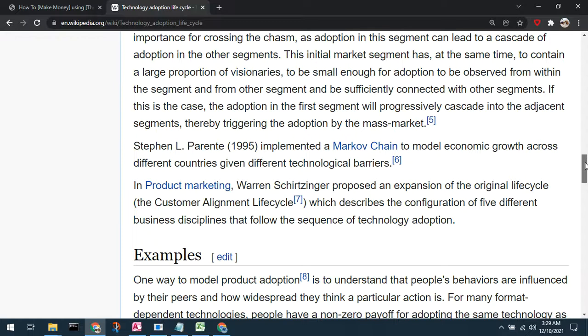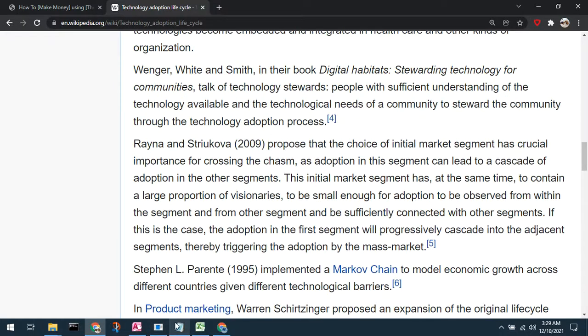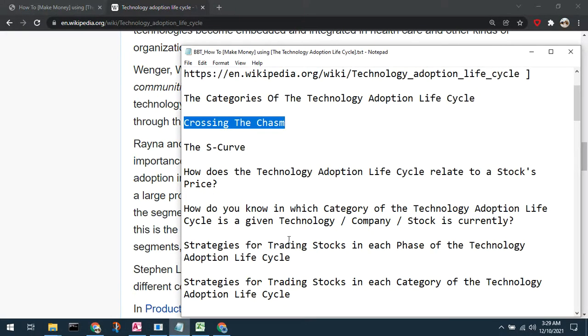So again, we're talking about how do we make money, how do we use this for trading. We'll talk about what that chasm means, how do we know when we're hitting that chasm, how do we know when we're crossing the chasm, and how do we trade in those two phases, before the chasm and after the chasm.